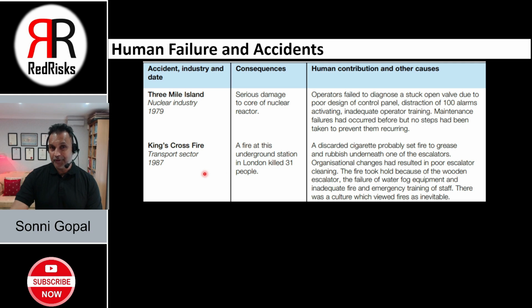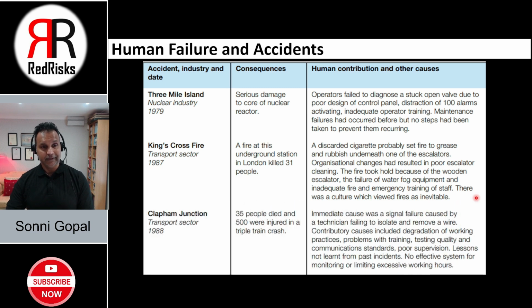Then we have another one, which of course is the King's Cross fire, transport sector 1987 in the UK, and this was a fire at this underground station in London. And here you can see there was a discarded cigarette, there were also organizational changes and a number of things. I would suggest that if you do have the opportunity to pause the video, have a read through these, or better still, Google them if you're really interested in finding out some more details.